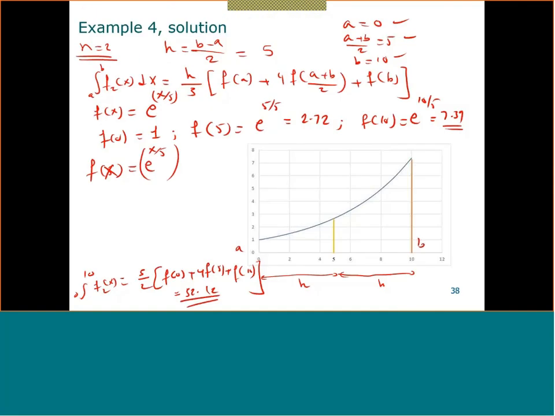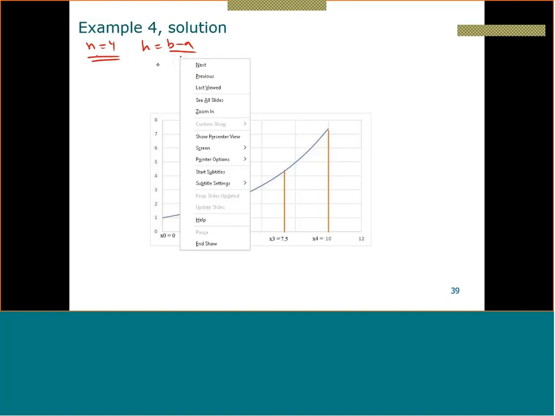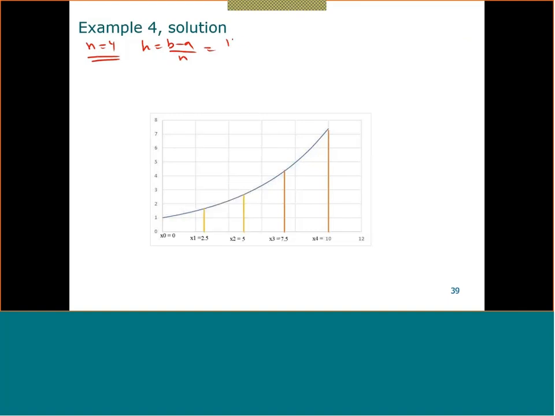Let's go back here. So this is 32.12, which is very close to the final answer. Now, if we try to find it at n equal to 4, meaning that your h, which is b minus a divided by n, which is 10 minus 0 divided by 4, is 2.5. So now we have 2.5, 5, 7.5, and so we have here 4 segments: 1, 2, 3, 4 segments.